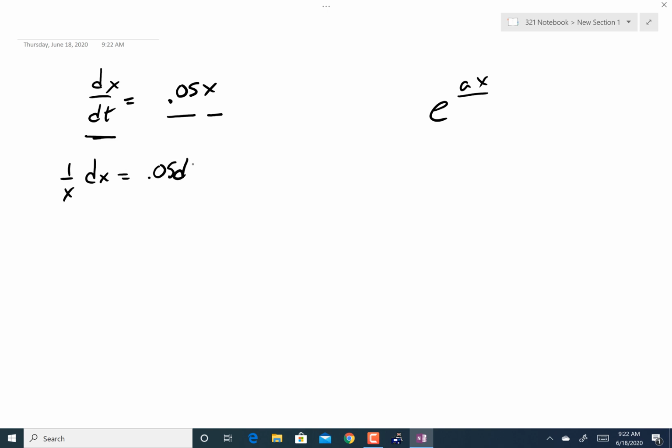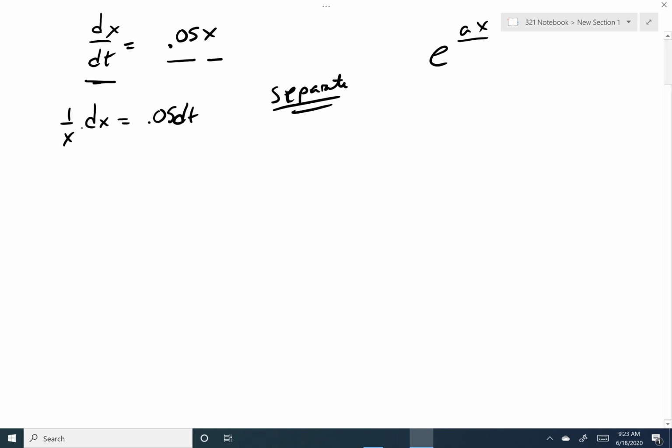There you go. And we will separate. Because this is what we call a separable differential equation. We'll talk more about that as we go on. If you integrate this side with respect to x, you're going to get ln of x. Normally, a guy would put plus c here, but we're not going to do it. And on this side, we're going to have 0.05t plus c.